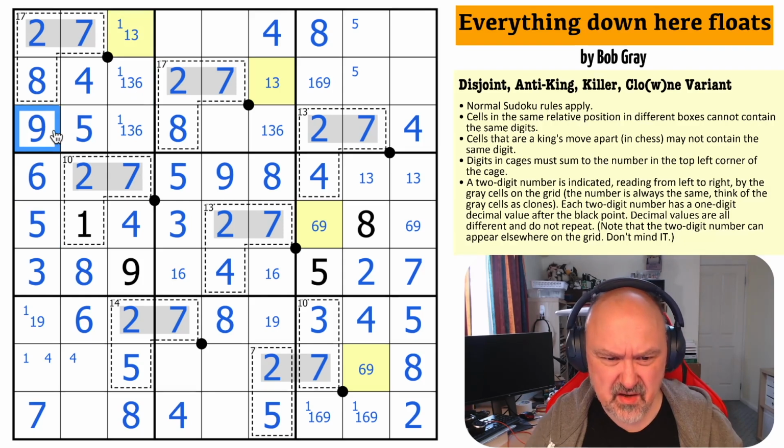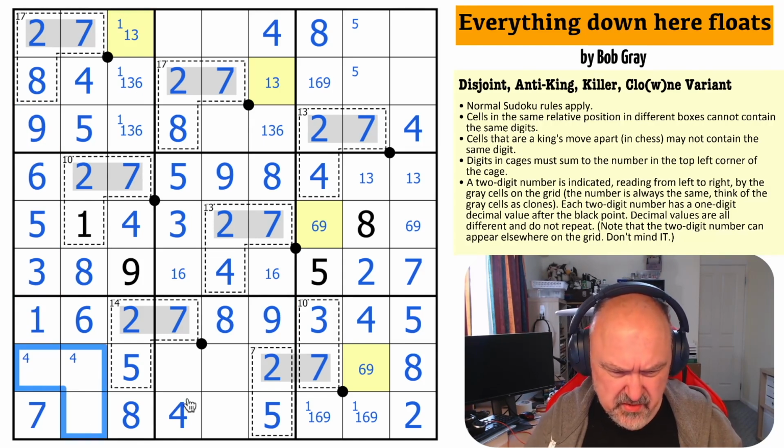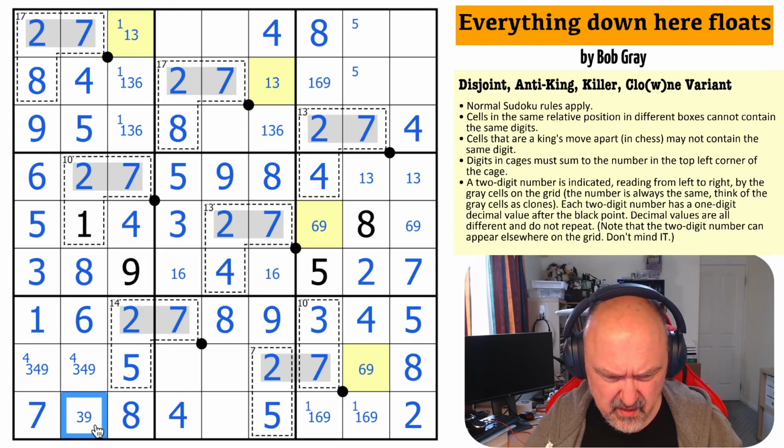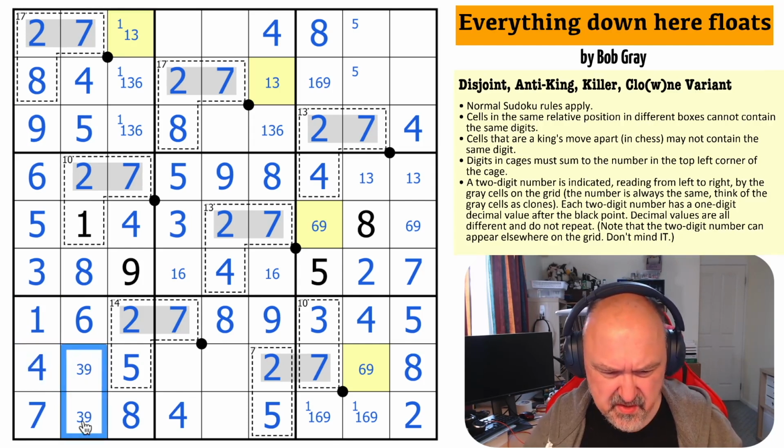1, 2, 3, 4, 5, 6, 7, 8. This is the 9, which means this is the 1 and this is the 9. This is not the 1. 1, 2, 3, 4, and 9. There's no 4 there. There's no 4 there. This is the 4. This is a 3-9 pair. Now there might be disjoint in play, but I don't know.